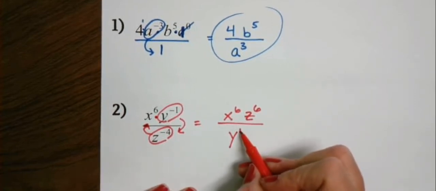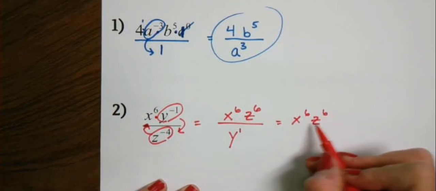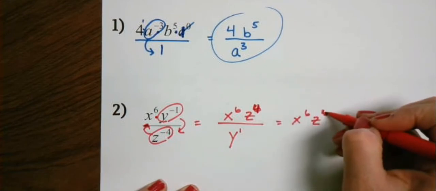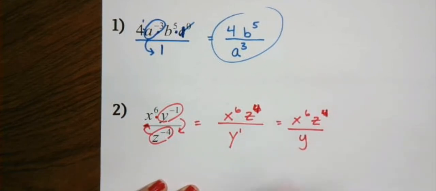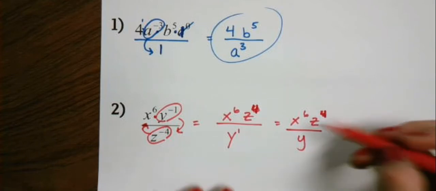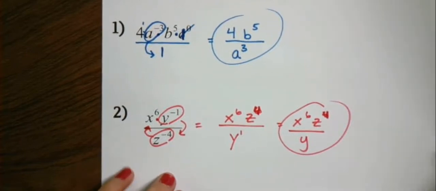Of course, I don't need to put a 1 in the exponent, so I could have x to the 6th, z to the, oh, I'm sorry. That would be z to the 4th, and then just over y. Y, again, would not have to have an exponent because it's just y to the 1st. And that would be my final answer. Okay, let's try number 3.